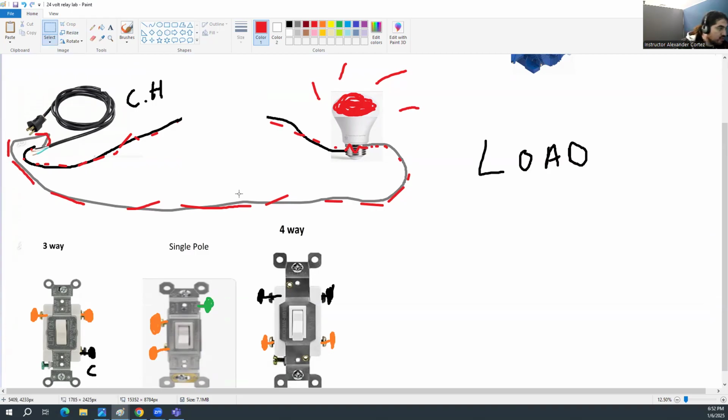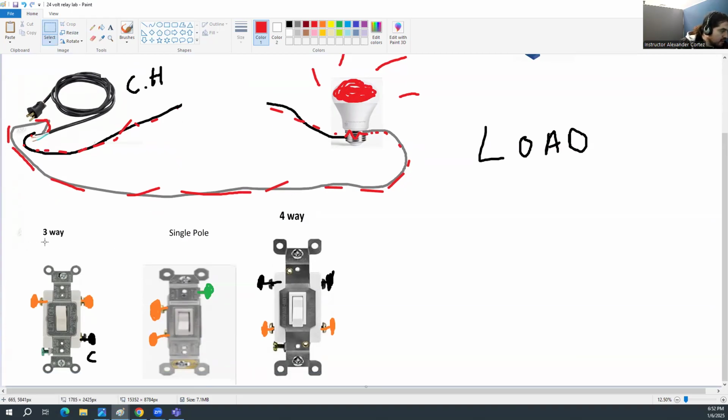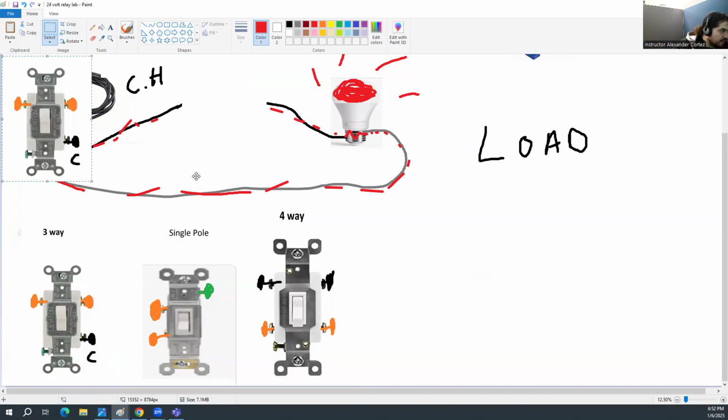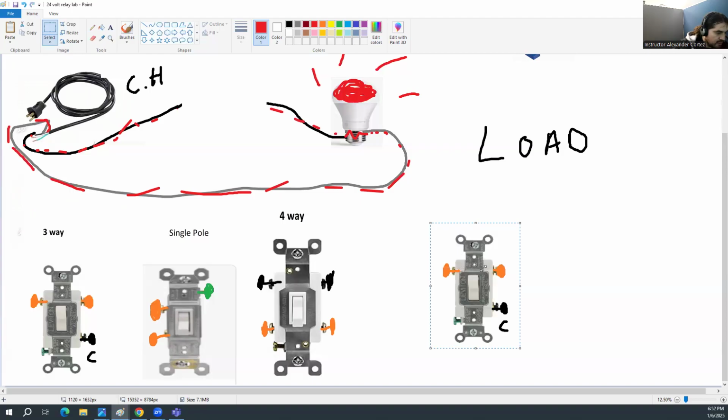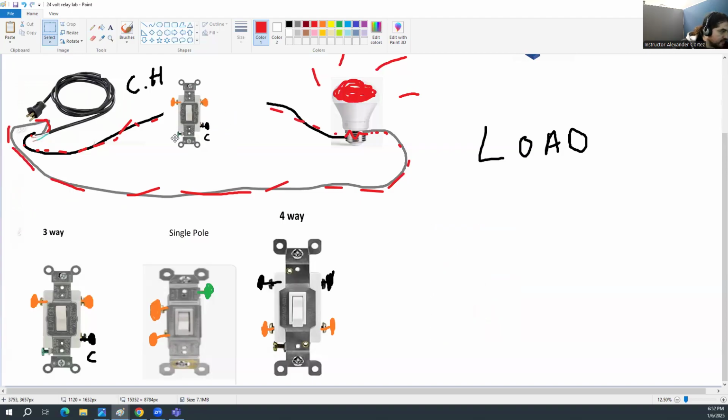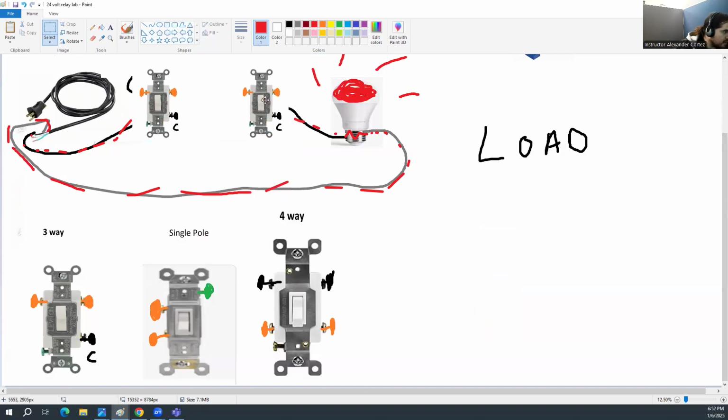So we're going to take off the single pole switch and we're going to grab this three-way, paste it, and let me make this a little bit smaller so it fits. I have to cut off some of that wire right there. Copy this and paste. And right there.